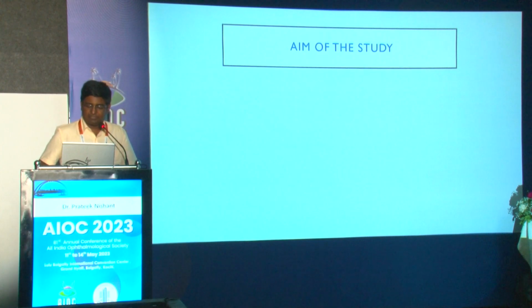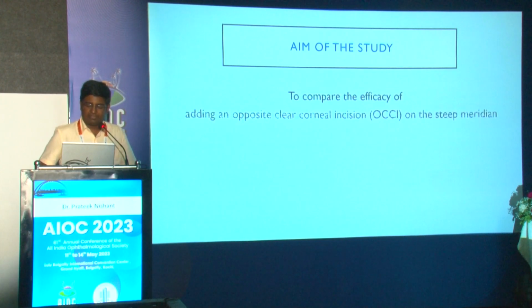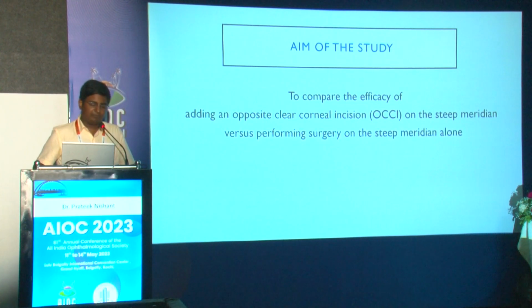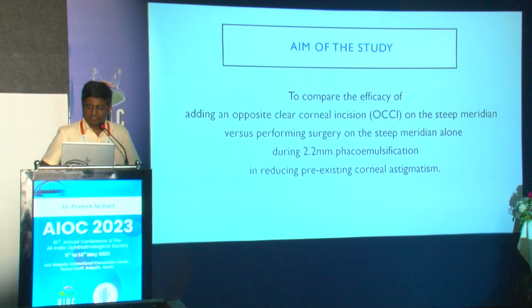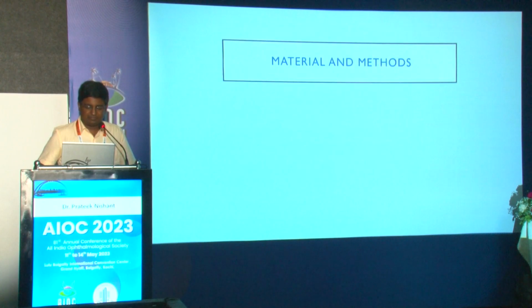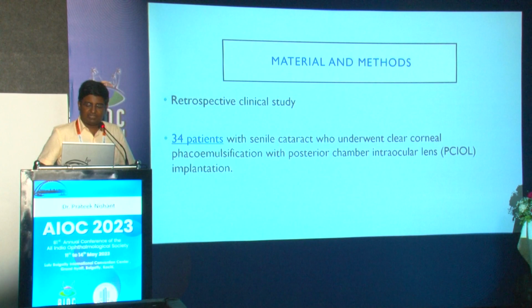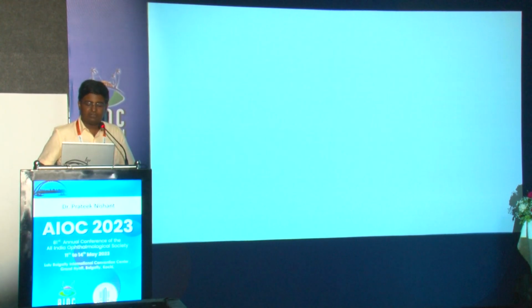The aim of the present study was to compare the efficacy of adding a clear corneal incision opposite to the main incision on the steep meridian versus performing surgery on the steep meridian alone in 2.2 millimeter phacoemulsification, in treating pre-existing corneal astigmatism. This was a retrospective clinical study in 34 patients of senile cataract who underwent clear corneal phaco with monofocal non-toric posterior chamber intraocular lens.